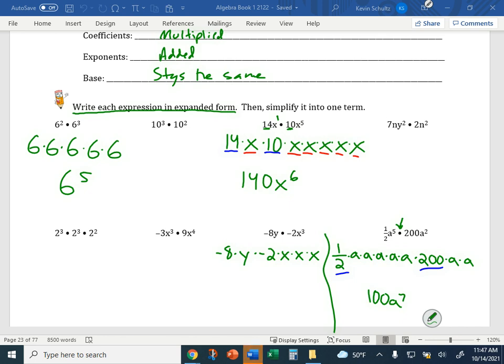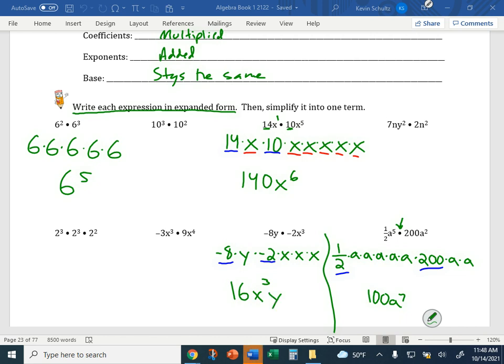What are my coefficients here? John? Negative 8 and negative 2. They get multiplied, and negative 8 times a negative 2 is a positive 16. Okay. Now I look for any like bases. I can't combine my x's with my y because they're not like bases. So really, there's not much else I can do here. I only have my x cubed. I've got 3 x's. I've got 1 y. So 16 x cubed y.